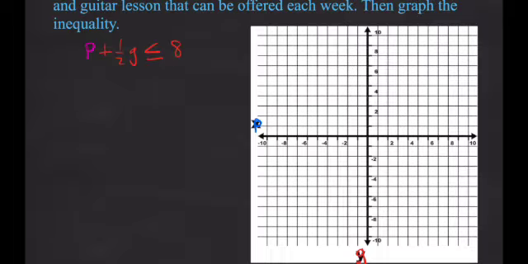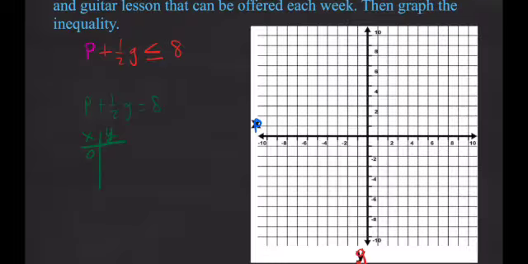So let's go ahead and graph this. We're going to graph it just like we would graph an equation. So we're going to have P plus 1/2G equals 8. Let's choose 2 points. Let's make a table. So if we make a table, we have x, we have y. Let's choose 0 for the first one.